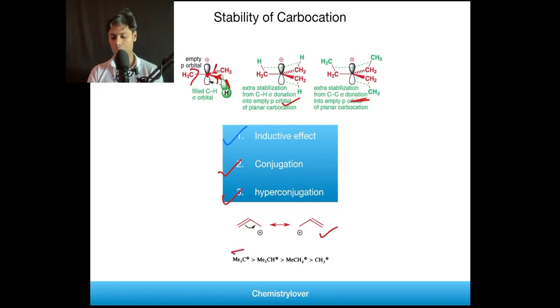Another example is this one. You can see this is the order of stability of different carbocations. In this case it is the methyl cation, and there is no inductive effect, no conjugation, no hyperconjugation, so this is very much unstable.